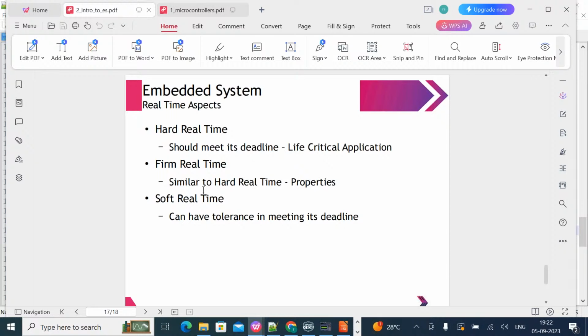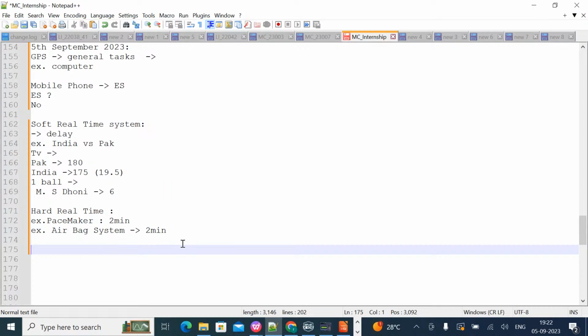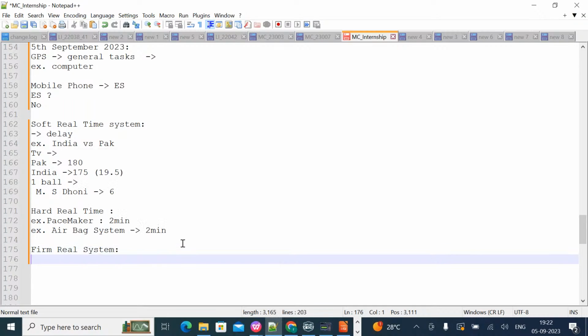Okay, now let me talk about the firm real-time system. So people, this firm real-time system is similar to the hard real-time system. But here, if there is a failure in case of firm real-time system, you're going to lose money. You're going to have a loss in terms of money or property. So let's say you are designing a system, it has to meet the deadline as per the hard real-time system. But what happens if it fails? You're going to lose the property, not the human life. This is the basic difference between the firm and hard real-time system.